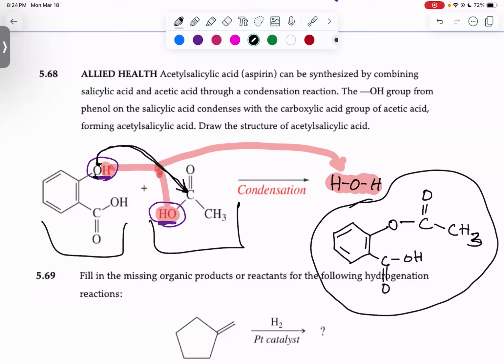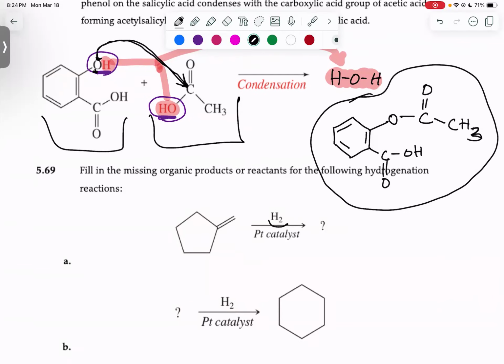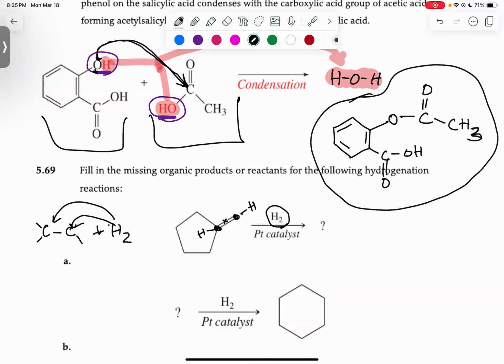All right, fill in the missing organic products from the following hydrogenation reactions. So in a hydrogenation reaction, you are only adding H2. So you are looking for carbons that are participating in a carbon-carbon double bond, and then we're going to add H2, which means we're going to lose one of the bonds. Each of the carbons is going to pick up one of the hydrogens. So basically it's this carbon and this carbon. They're going to lose a double bond here. This one's going to pick up a hydrogen. This one's going to pick up a hydrogen.